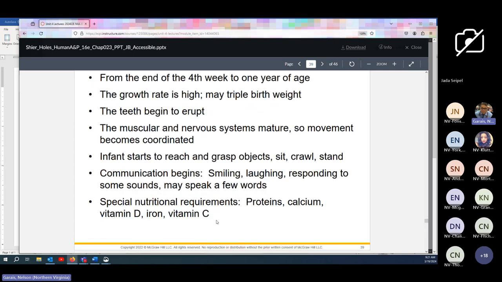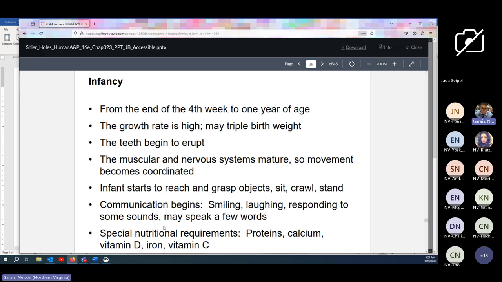And of course, proteins, calcium, vitamin D, which relates to calcium, right? Iron, which relates to hemoglobin, vitamin C. Think collagen, right? So these are the things that we're looking at in infancy. So that was about one year, okay?